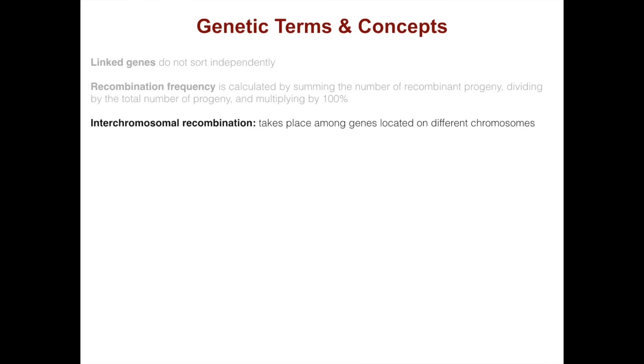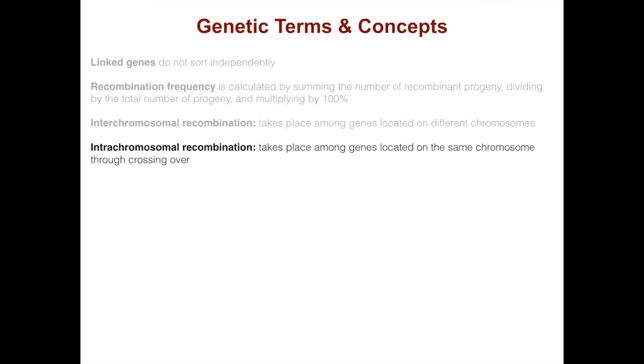So I want to leave you with a few genetic terms and concepts. Linked genes are genes that do not sort independently. Recombination frequency is calculated by summing the number of recombinant progeny, dividing by the total number of progeny, and then multiplying by 100%. Interchromosomal recombination takes place among genes located on different chromosomes. Intrachromosomal recombination takes place among genes located on the same chromosome through crossing over, and this is what we've been focusing on today.